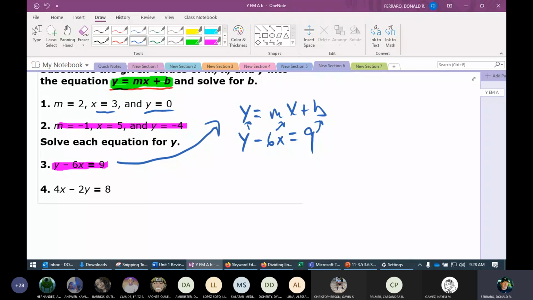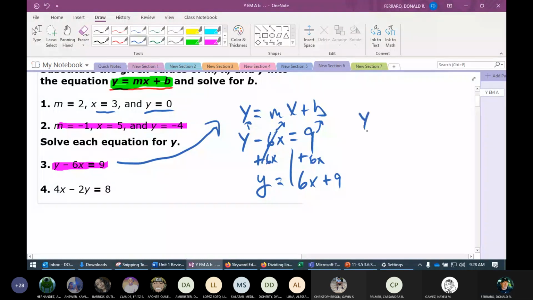Add 6x to both sides. Add 6x to both sides. All right, so I'm going to add 6x there. I'm going to add 6x here. That cancels out. Now I've got y is equal to, and because I want to keep it standard format, instead of doing 9 plus 6x, I'm going to do 6x plus 9. So my equation there is y is equal to 6x plus 9.